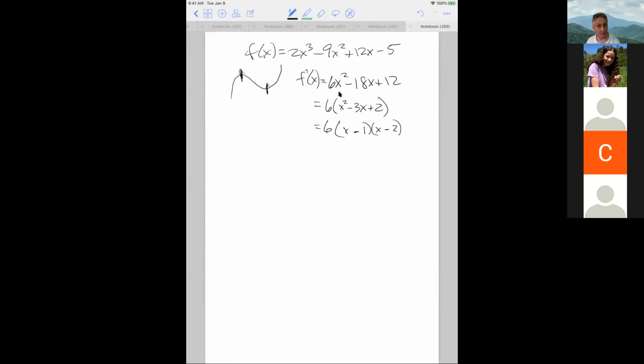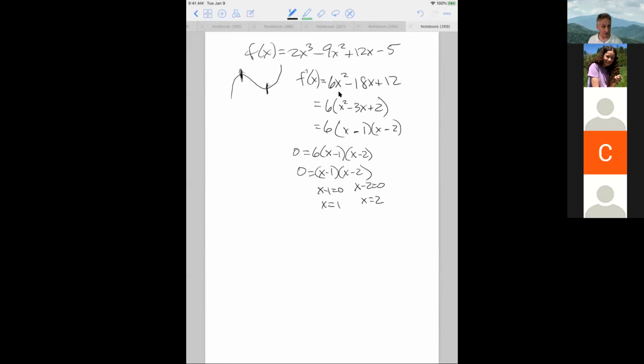Now what are the critical numbers? Set this equal to 0. So we've got 0 equals 6 times the factored form. We don't need the 6, so I could divide each side by 6 right now and get this. This is an appropriate next step when you're doing the problem. Therefore, x minus 1 equals 0 and x minus 2 equals 0. That gives us the critical numbers: x equals 1, x equals 2.